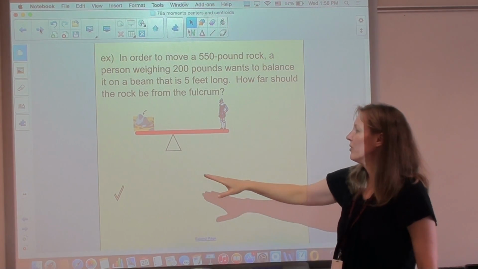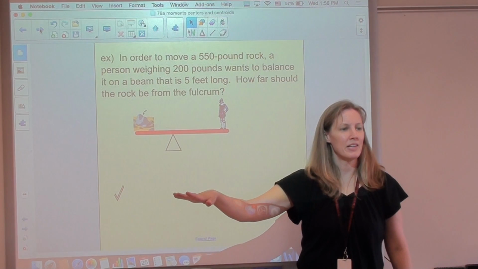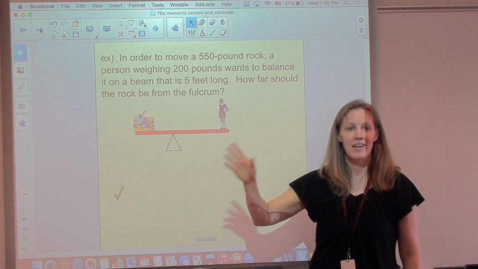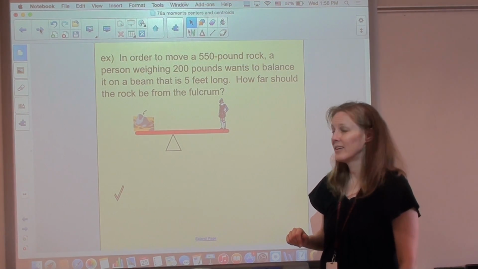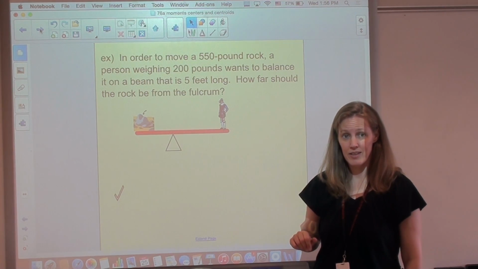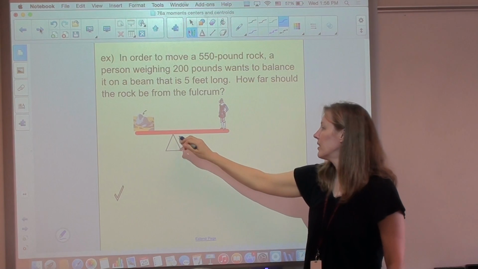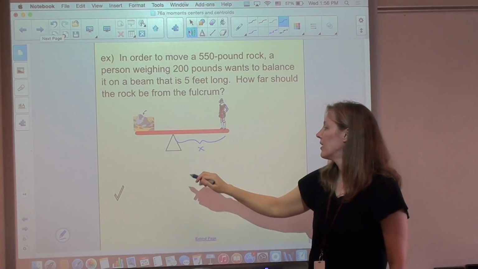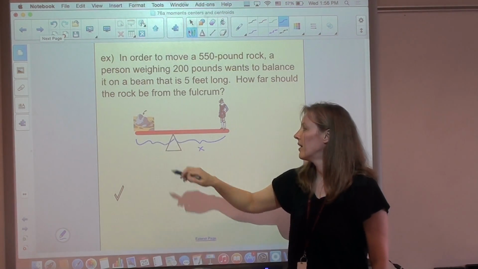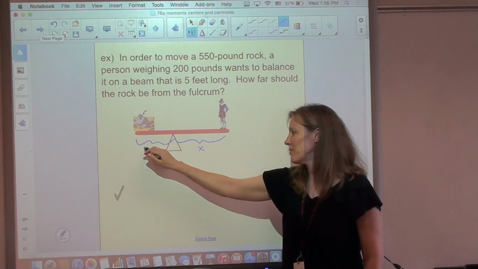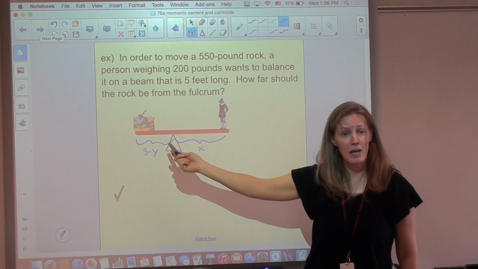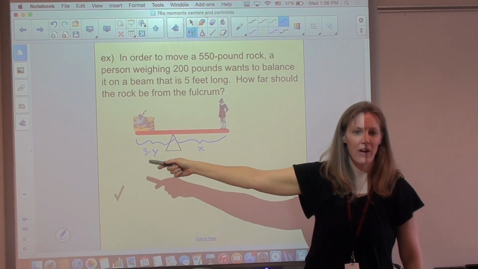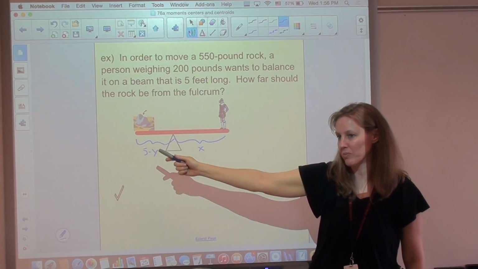Okay, so someone who solved it, tell me your approach. Yes, Trace. So basically, I had the human be X feet away from the center of mass. So I said 200 times X is equal to 550 times 5 minus X. Good. So when you solve for x, you get the distance of the man from the fulcrum, and then you subtract from 5 to get the distance of the rock from the fulcrum, right?